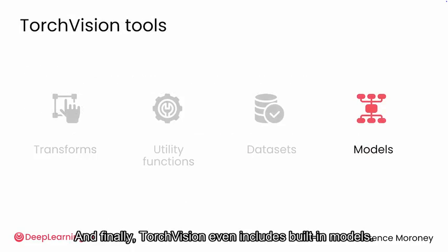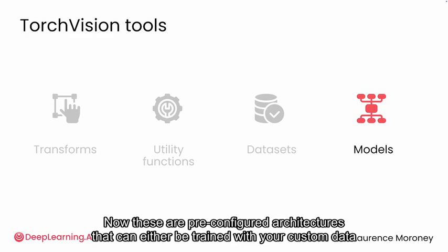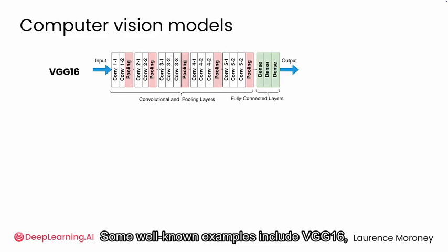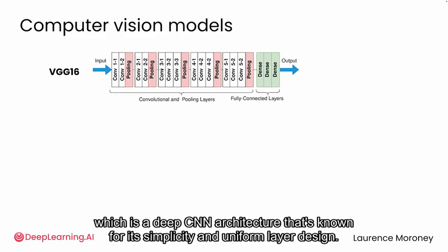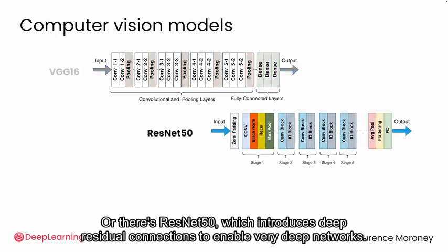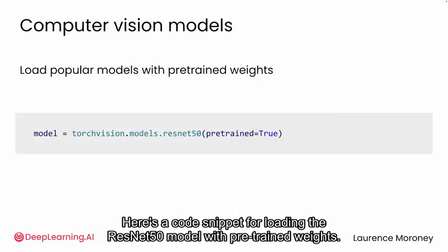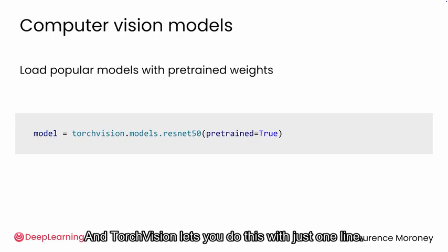And finally, TorchVision even includes built-in models. Now, these are pre-configured architectures that can either be trained with your custom data or loaded with pre-trained weights for things like transfer learning or fine-tuning. Some well-known examples include VGG16, which is a deep CNN architecture that's known for its simplicity and uniform layer design. Or there's ResNet50, which introduces deep residual connections to enable very deep networks. And there's GoogleNet, which uses inception modules to process multiple filter sizes in parallel. Here's a code snippet for loading the ResNet50 model with pre-trained weights, and TorchVision lets you do this with just one line.